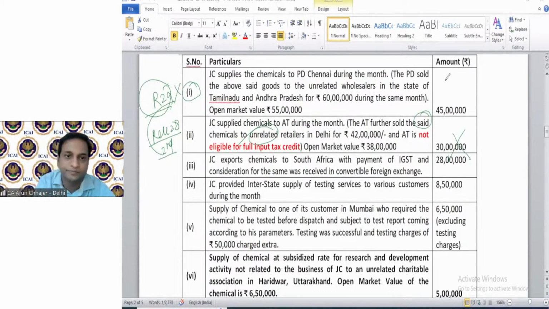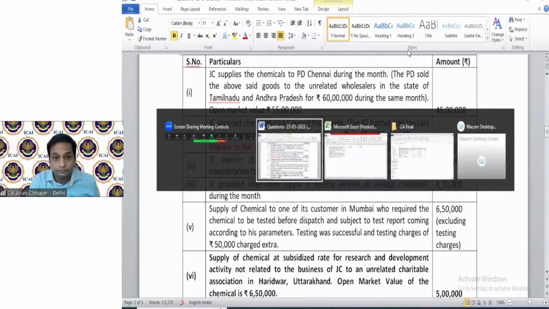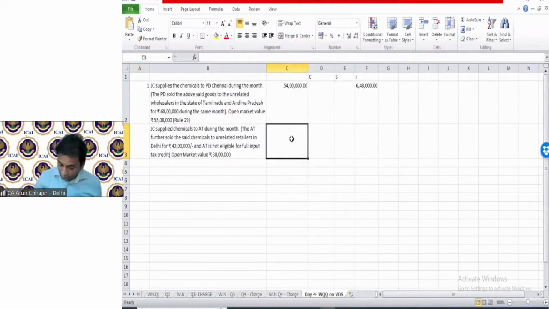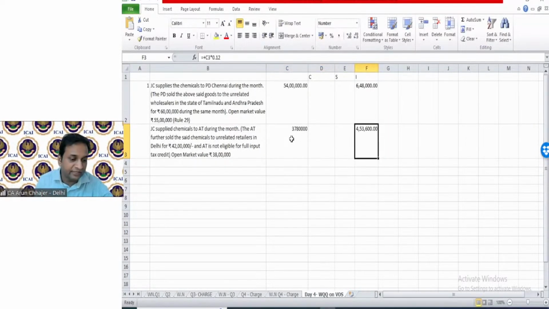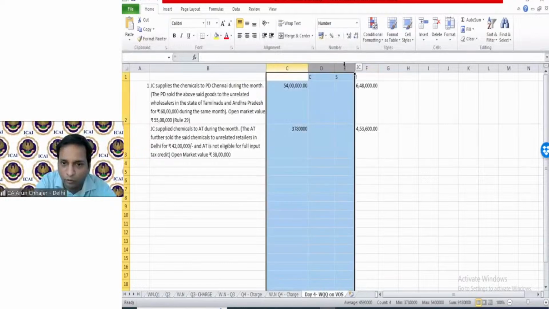Fine. So here I can say the 42 lakh multiplied by 90%. 42 lakh multiplied by 0.90, and I can say the 4 lakh 50. Is it okay now? 4,53,600. You can check the calculation also, but this is okay. If you have any doubt, you can ask the question.